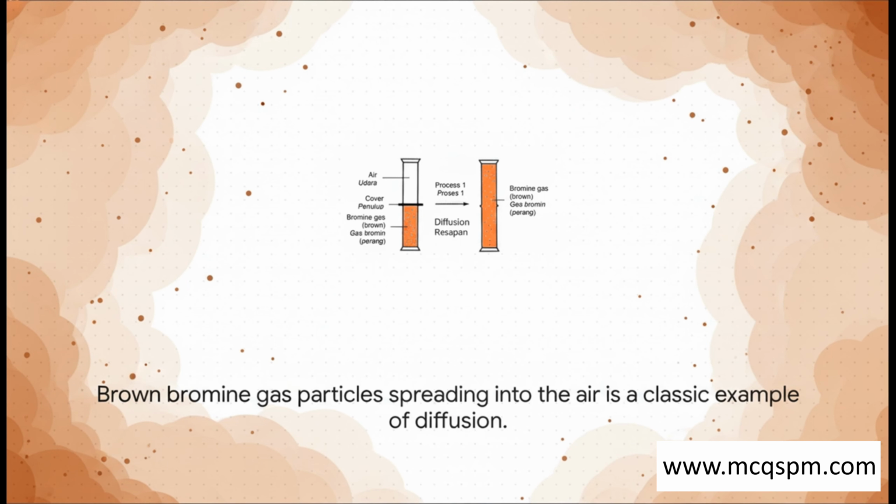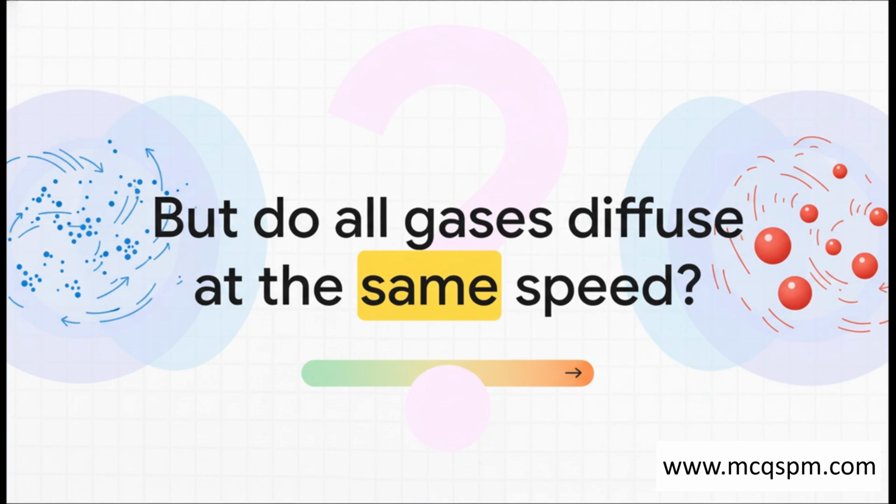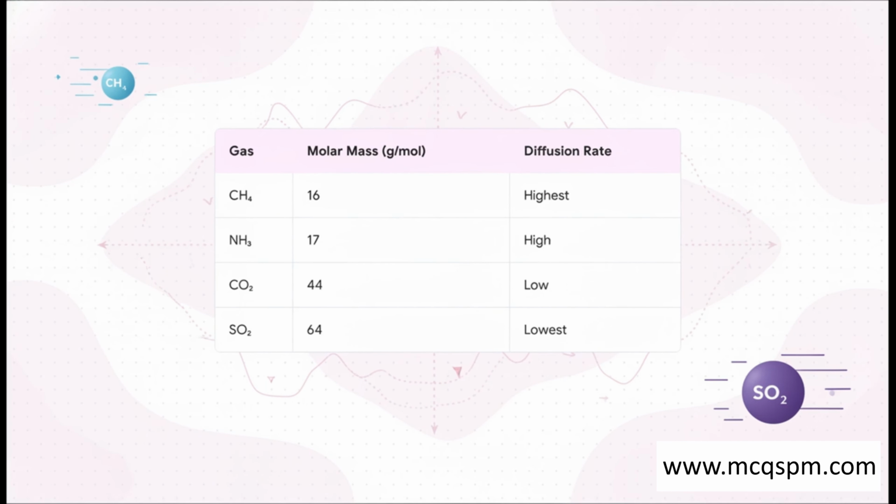That's diffusion in action. So that leads to a really good question, right? If all gas particles are moving around randomly, do they all spread out at the same speed? And the answer is definitely not. And the reason why is actually super simple. Here's the golden rule. The lighter the particle is, the faster it can move. It's an inverse relationship. Just look at the table. Methane, with a teeny tiny molar mass of 16, zips around the fastest. But then look way down at sulfur dioxide. It's a heavy hitter at 64, so it moves way slower. Less mass equals more speed. It's as simple as that.